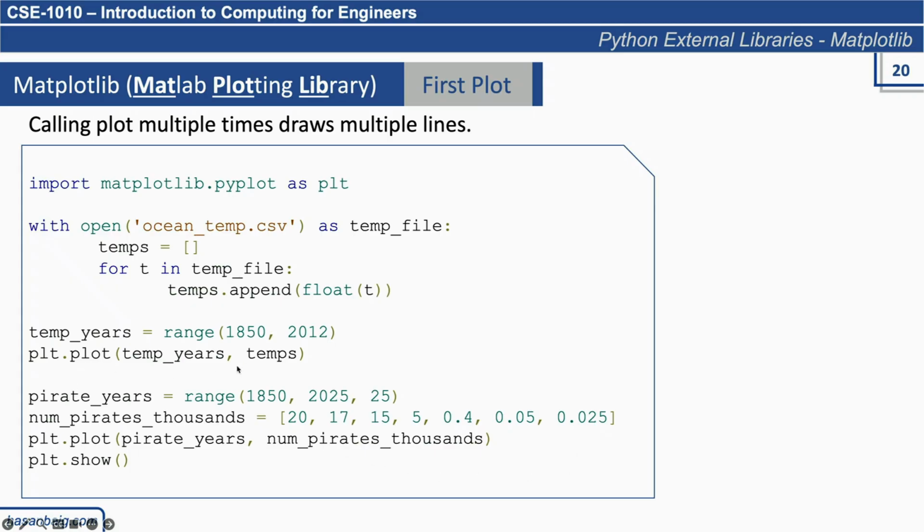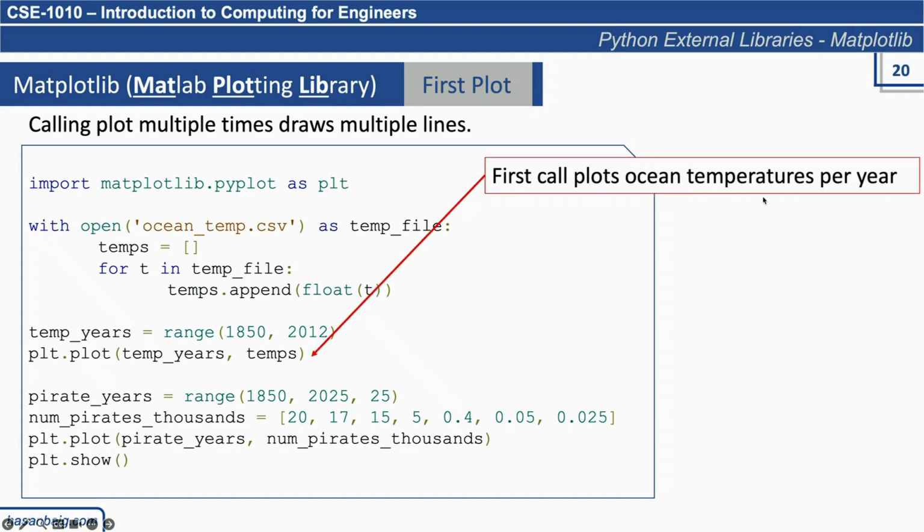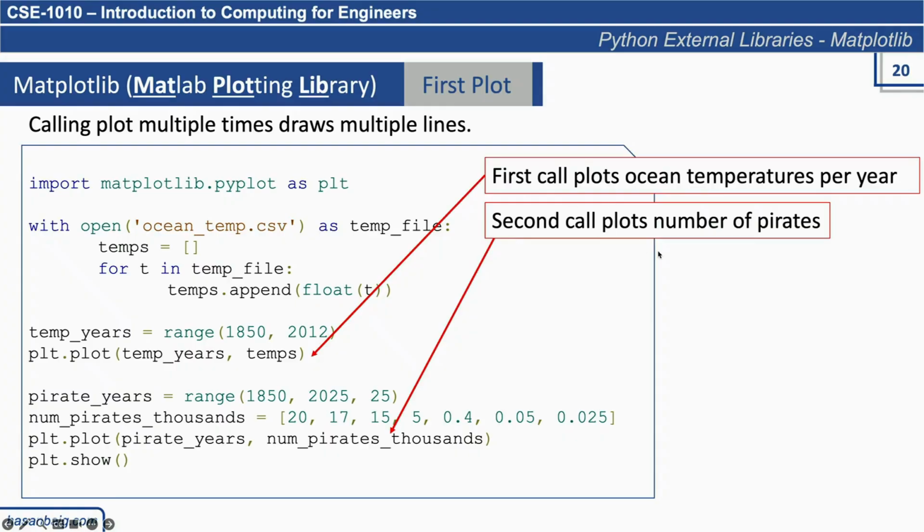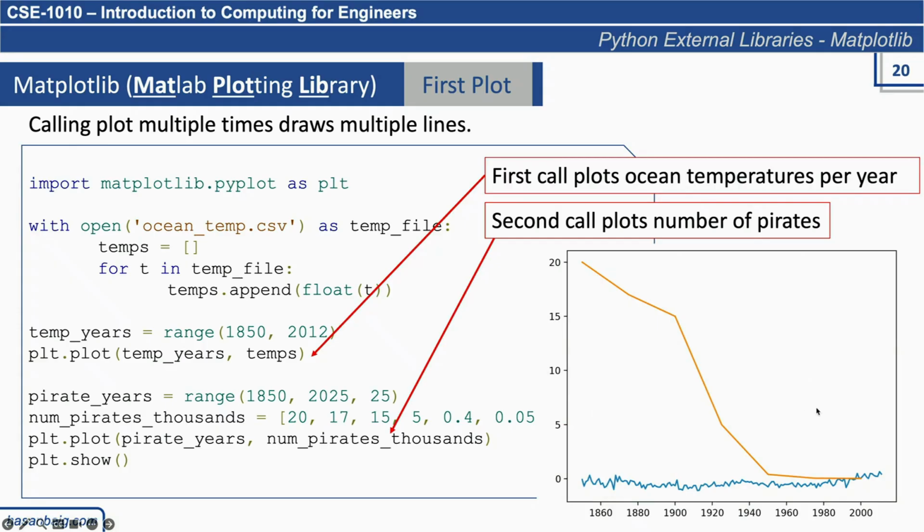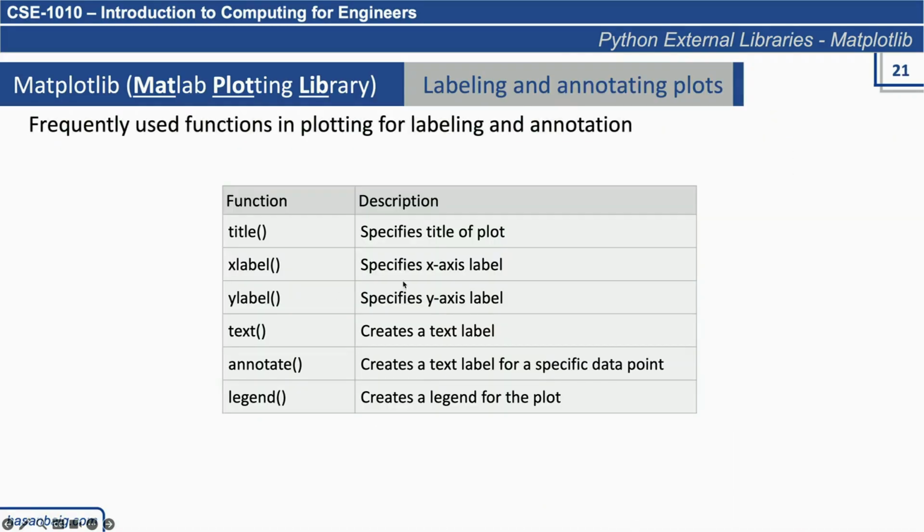We need to plot them before we display them on the screen. This first call plots ocean temperature per year. The second call plots the number of pirates, and when we display it, it appears something like this. This is the previous plot. It scales automatically depending on your data values. So we can plot multiple data on the same screen, in the same window. And as I mentioned, we need to include the title, x label, and y label to make it more user-friendly for your users.